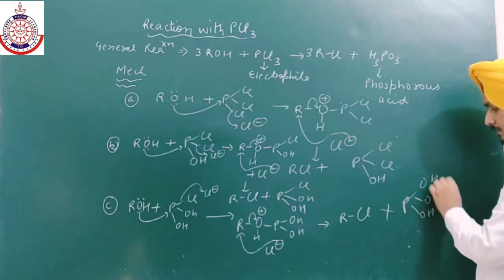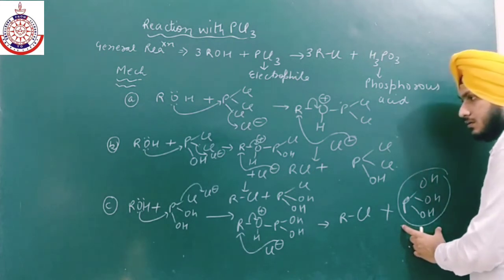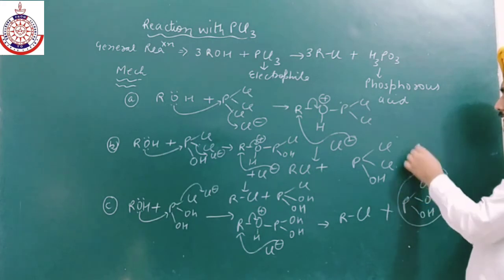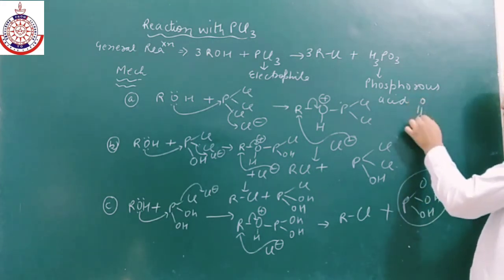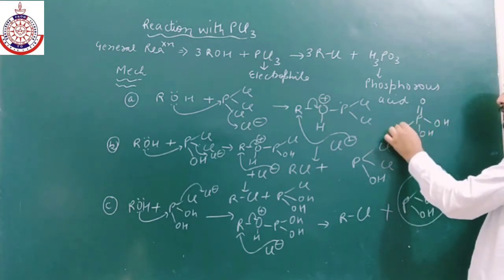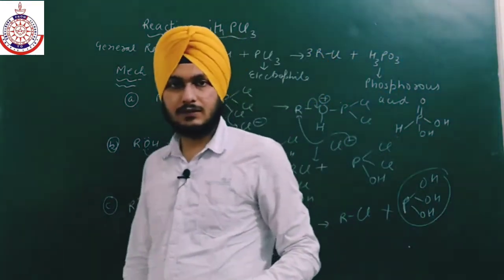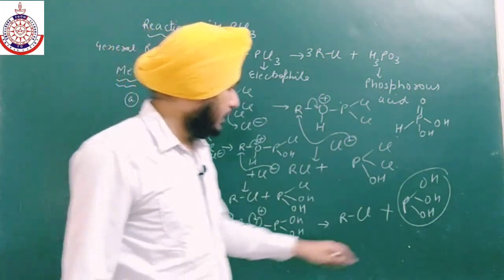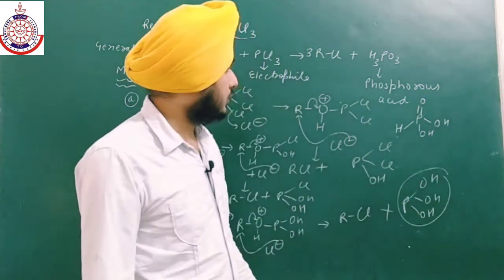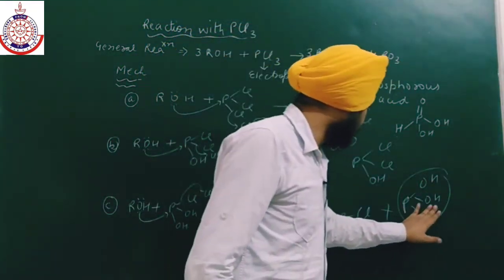So we will get P(OH) thrice, and this is not the correct structure of phosphorus acid. The exact structure of phosphorus acid is like this: OH, OH and H, with a double bond between phosphorus and oxygen. This is the correct structure. The P(OH)3 form is quite unstable and it gets converted into this structure by tautomerism. So tautomerism is like this.